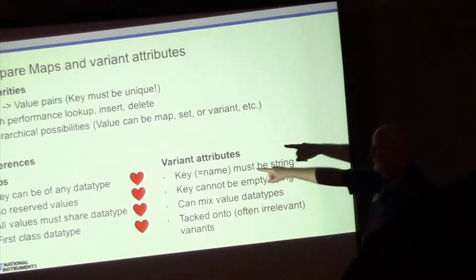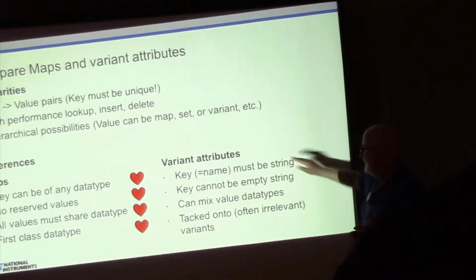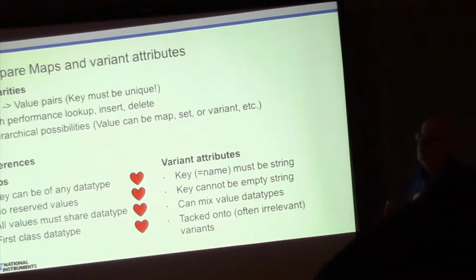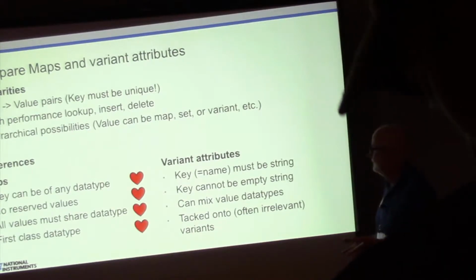For maps, the key can be of any data type. Could be a 1D double array, can be an enum, can be whatever. Variant attributes, the key has to be a string. So we have to typecast anything to that string in order to have a key for the required data type that we're using.